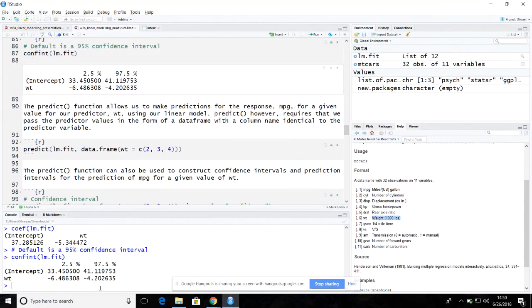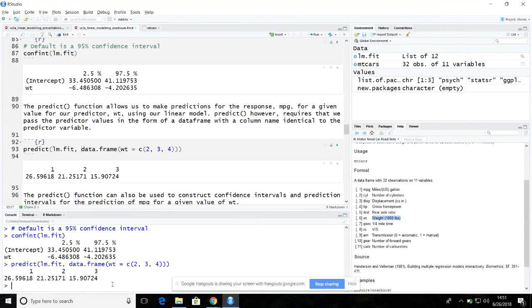The way we use it is we pass the model, and it's important that we pass our new data as a data frame with a column name that is identical to the variable name. Notice that I've named the column wt, which is exactly the same as the variable, and then I've created a data frame. If we run this, it will predict what the miles per gallon is for a weight of 2,000 pounds, 3,000 pounds, and 4,000 pounds.